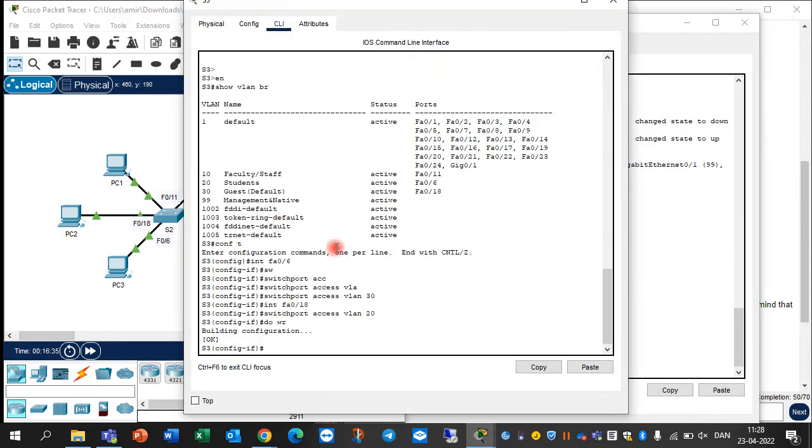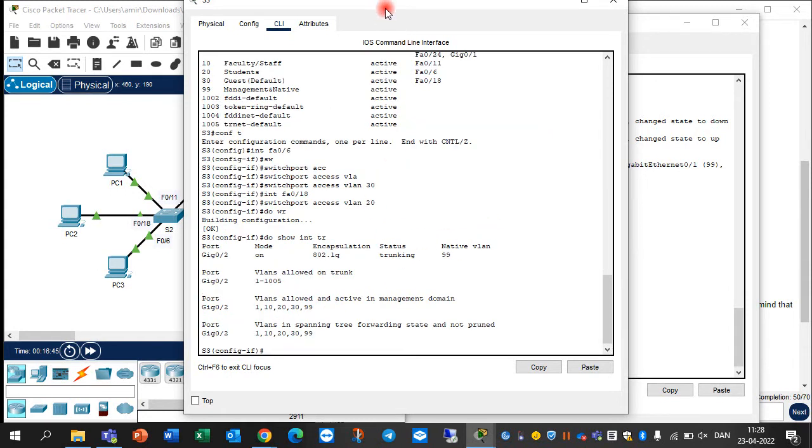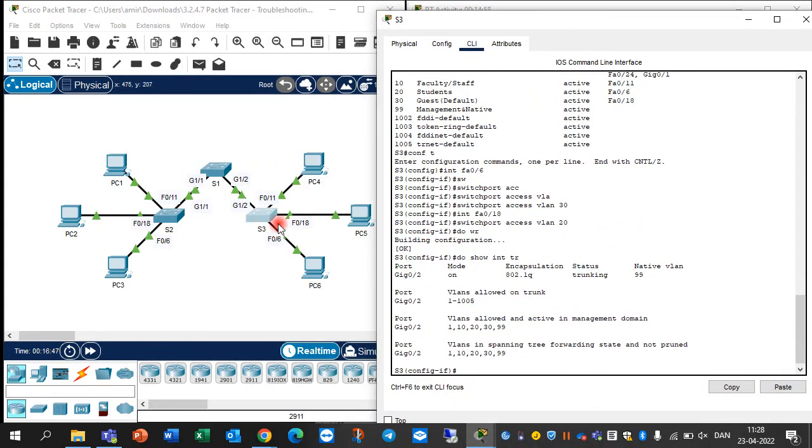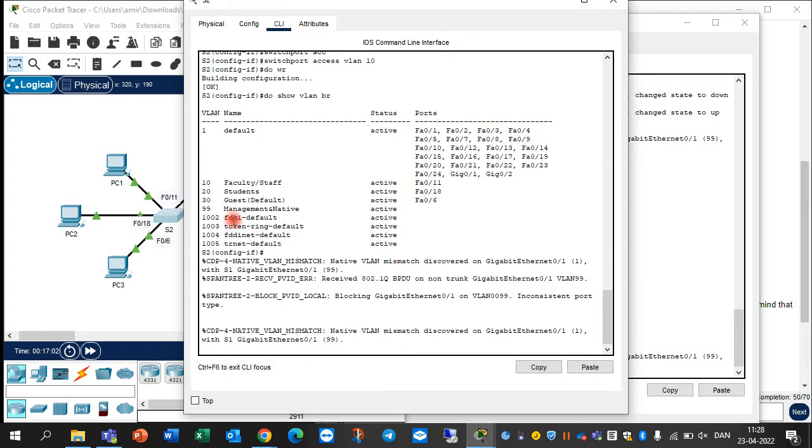And it's the same for switch 3. What about switch 3? Switch 3, do show interface trunk. You can see G02, yes, this is G02. G02 trunking mode is on and native VLAN is 99. This is correct. Very good.